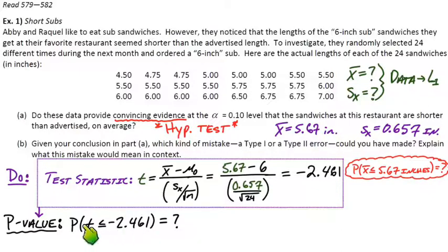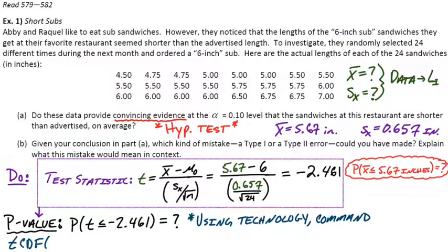Okay, and to answer that question, you can either use the t-chart or what I'm going to use, the tcdf command. So what is this probability? That gives us our p-value. So we can say using technology, the command tcdf, that's what we're going to use.